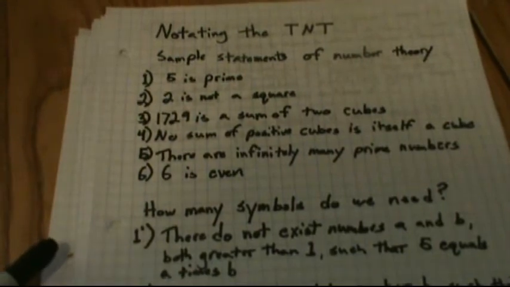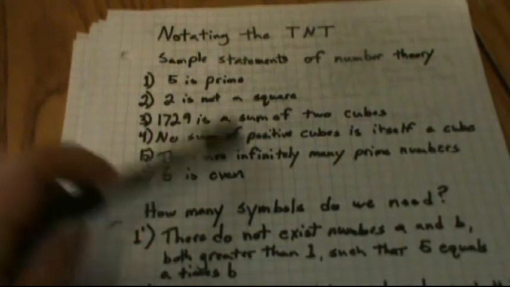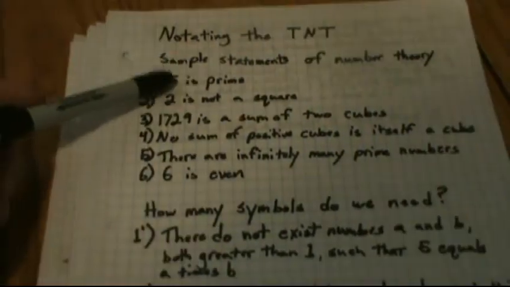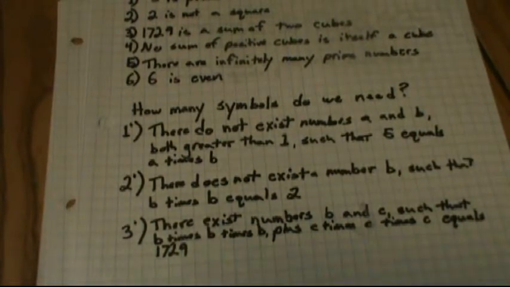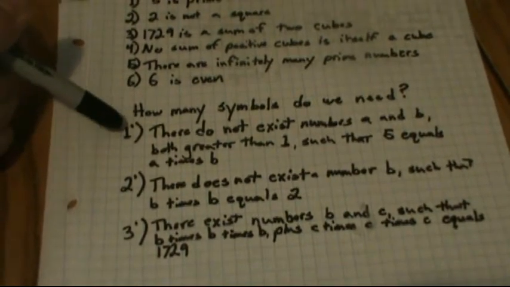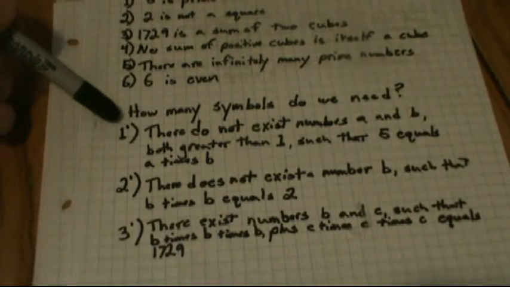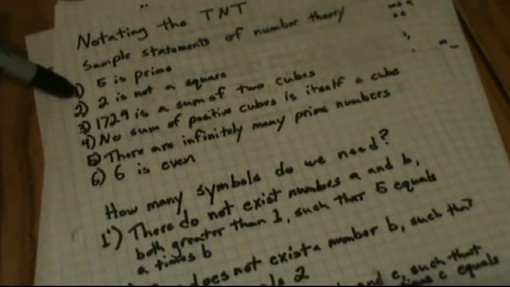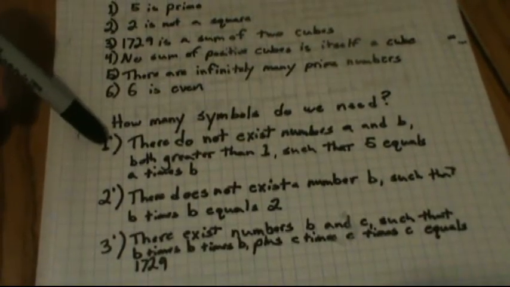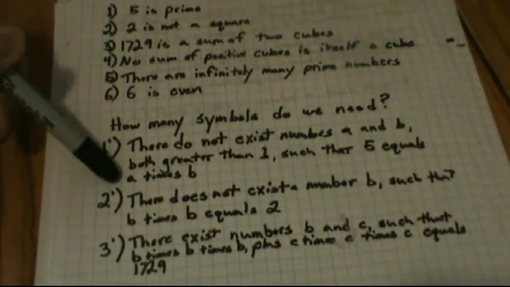Looks like we've got a lot of concepts. Maybe prime, square, cube, infinity, even. 5, 2, we need all the numerals, but it turns out we can define these properties in terms of much simpler notions. For instance, statement 1, I've marked it statement 1 prime here. You'll recognize that mode of thinking from our last video. The sentence 5 is prime could also read, there do not exist numbers a and b both greater than 1, such that 5 equals a times b.